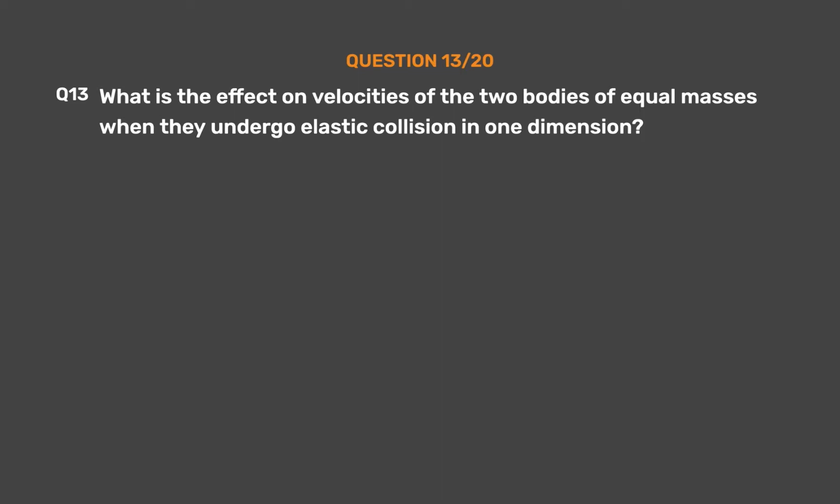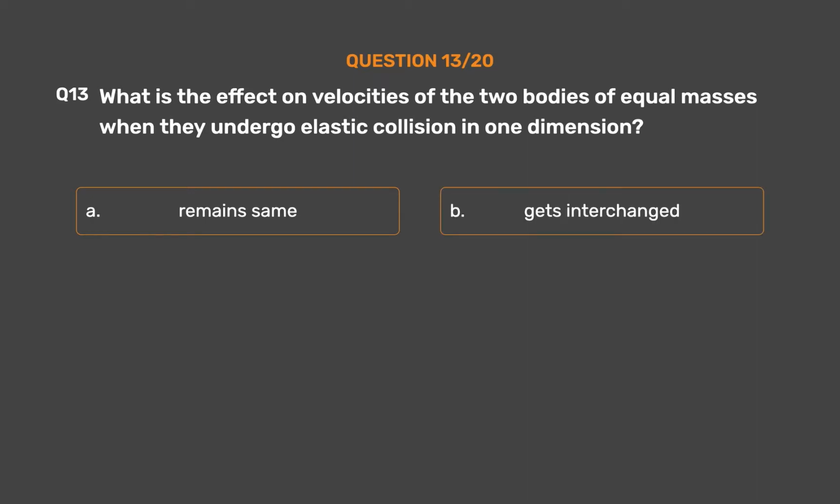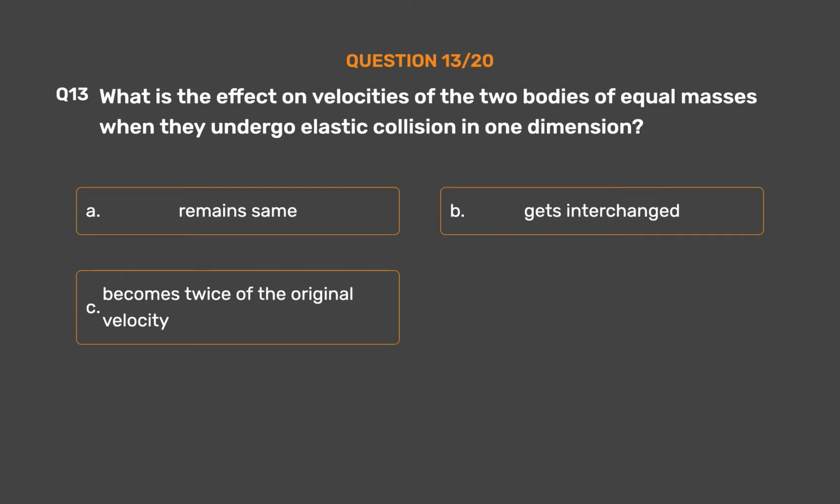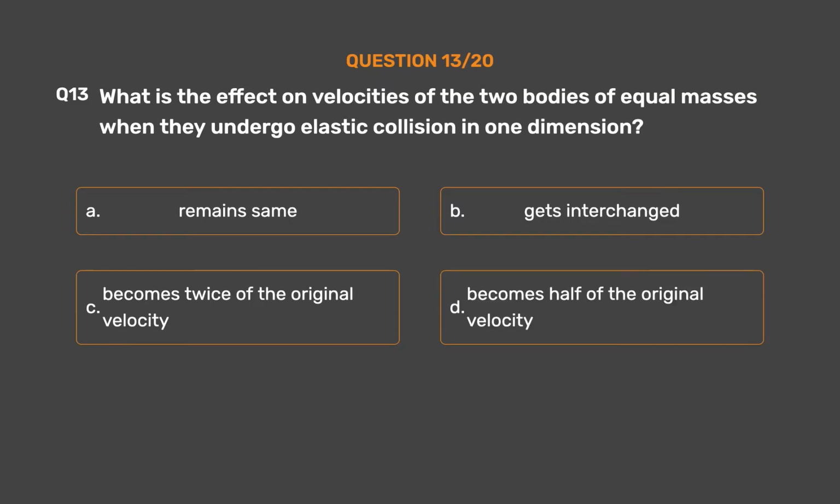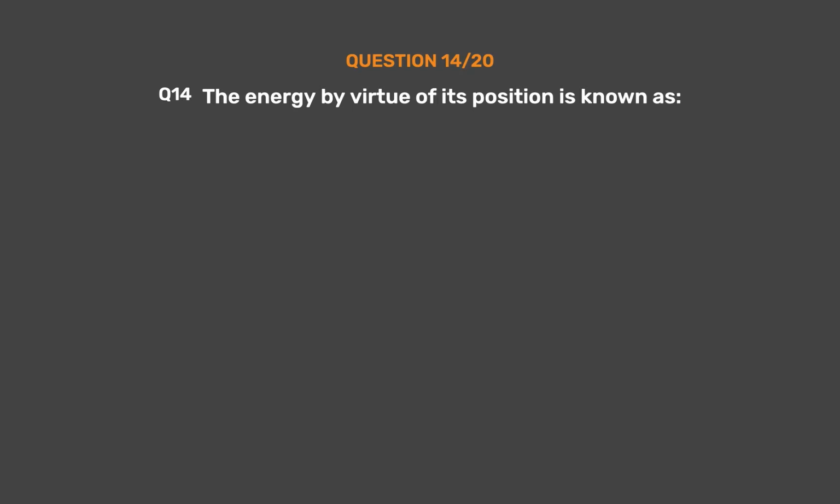Question number 13. What is the effect on velocities of the two bodies of equal masses when they undergo elastic collision in one dimension? Option A. Remains same. Option B. Gets interchanged. Option C. Becomes twice of the original velocity. Option D. Becomes half of the original velocity. The correct answer is Option B. Gets interchanged.